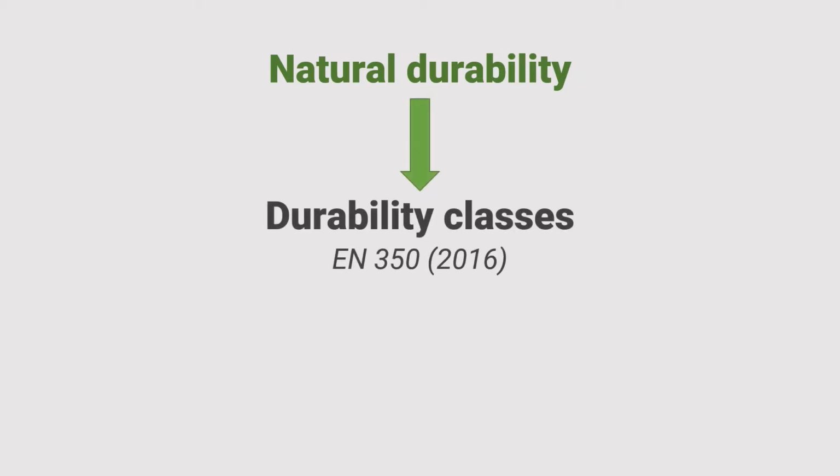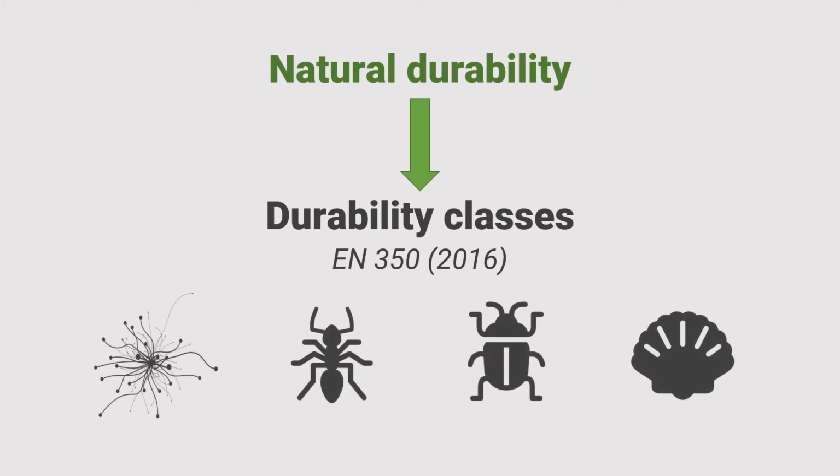The natural ability of wood to resist decay and insect attack is known as durability. To determine the durability of a wood, each type of wood is classified into a durability class, which indicates how long it should last in a particular environment. The European standard EN 350 classifies solid wood and wood-based products into durability classes based on their resistance to fungal decay, beetles, termites, and marine organisms.